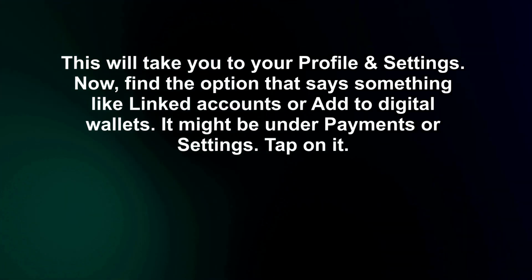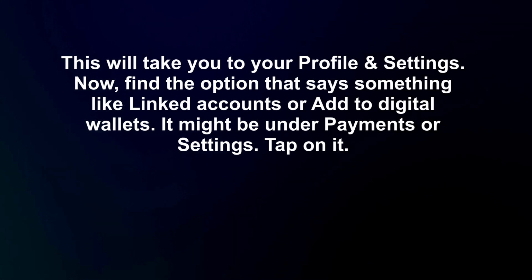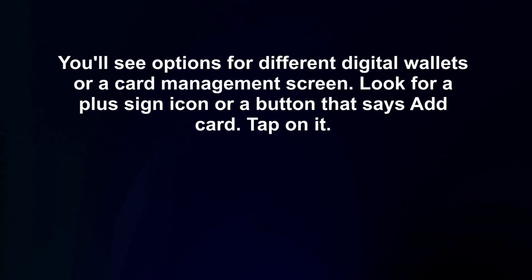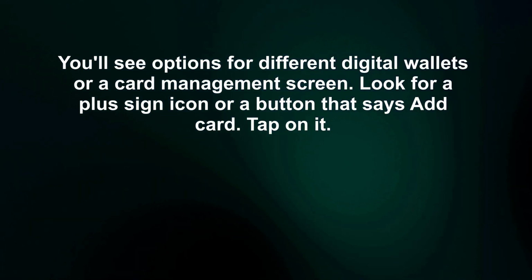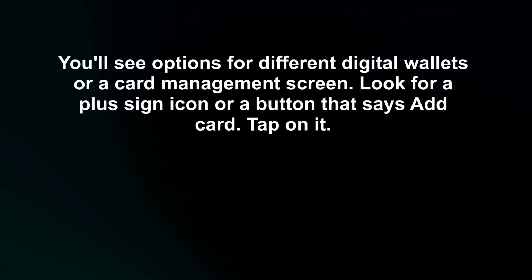Now, find the option that says something like Linked Accounts or Add to Digital Wallets. It might be under Payments or Settings. Tap on it. You'll see options for different digital wallets or a card management screen. Look for a plus sign icon or a button that says Add Card.